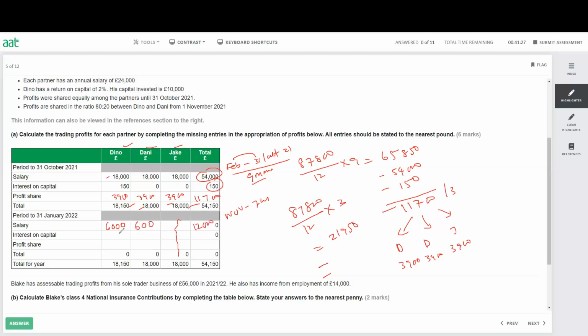Then interest on capital, 10%. So 10% on 10,000.